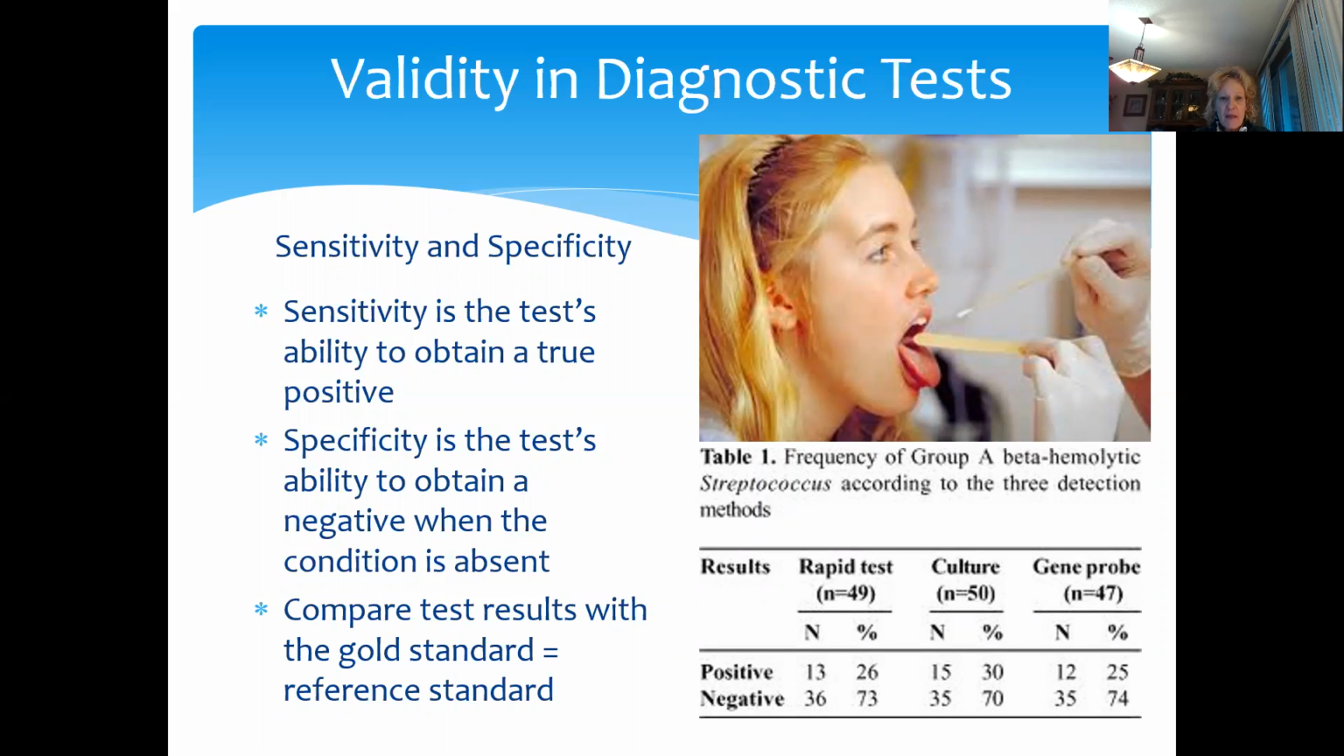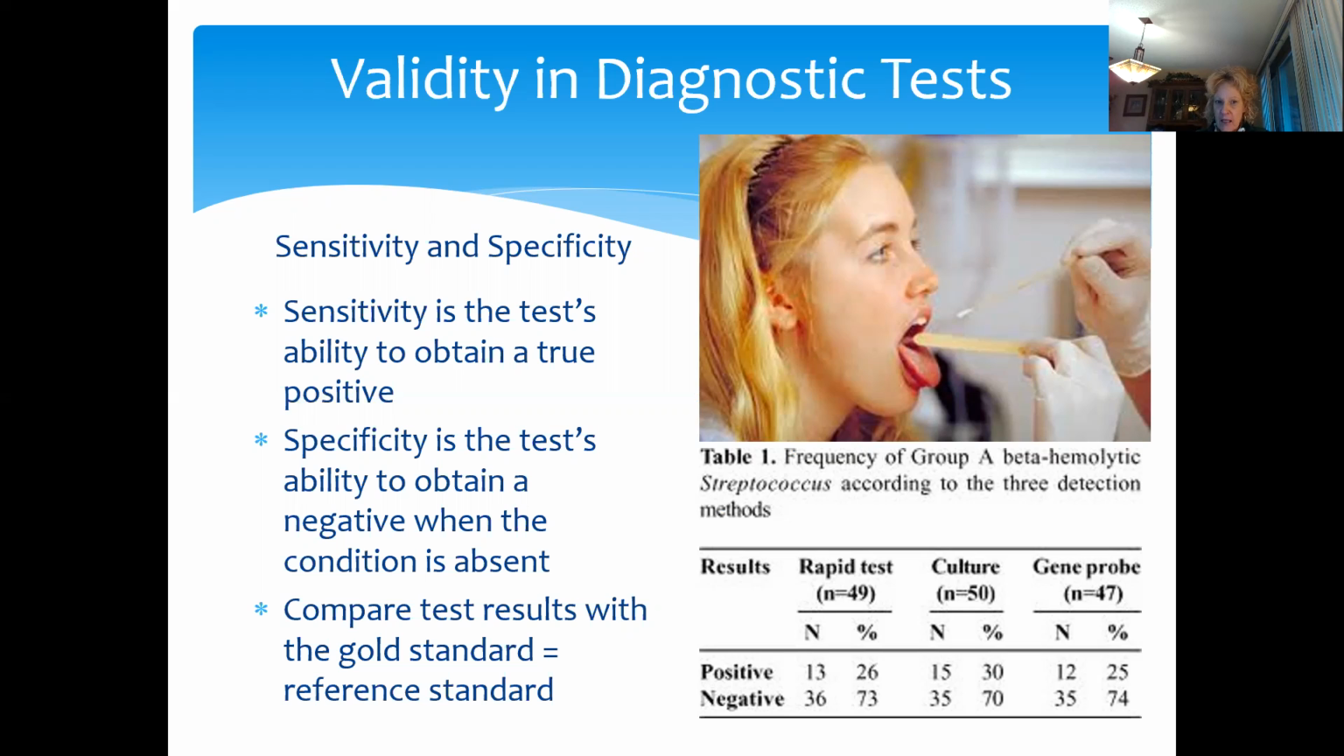So remember that sensitivity is the test's ability to obtain a true positive. So you do the throat culture on this young lady who has group A beta hemolytic strep, and that throat culture comes back positive.